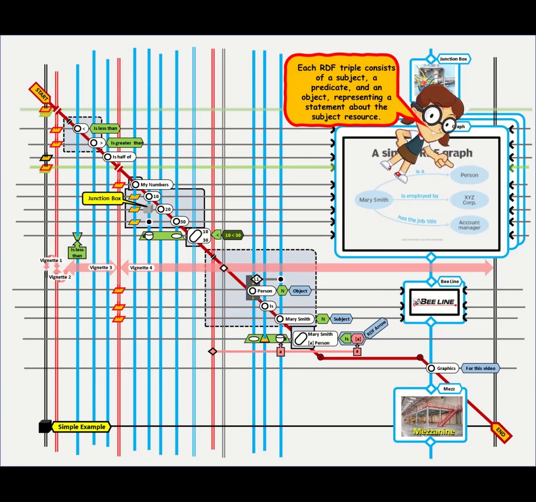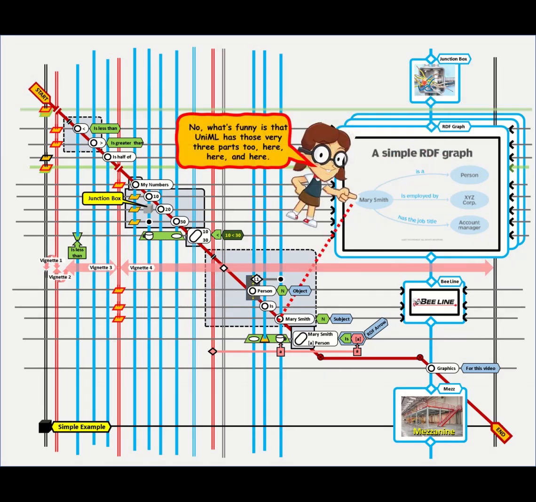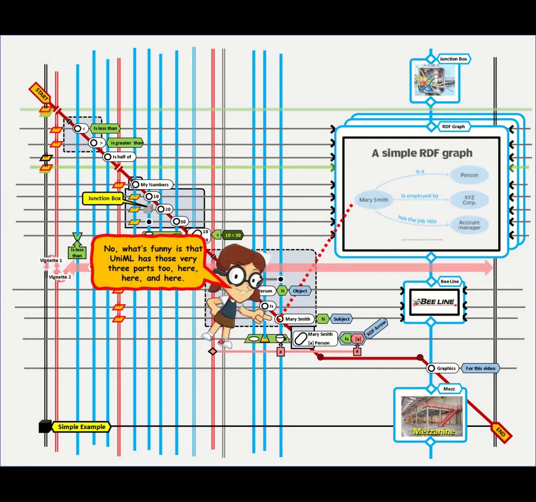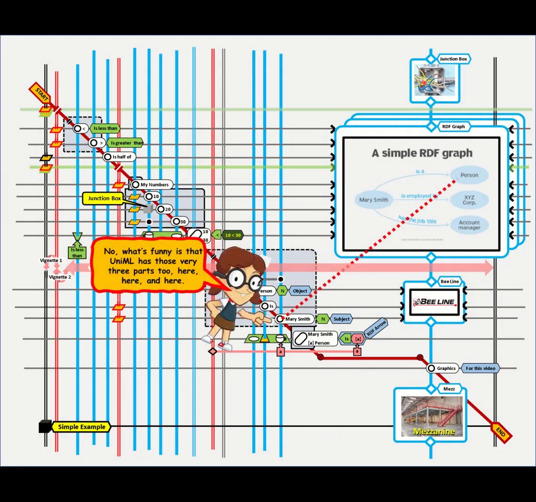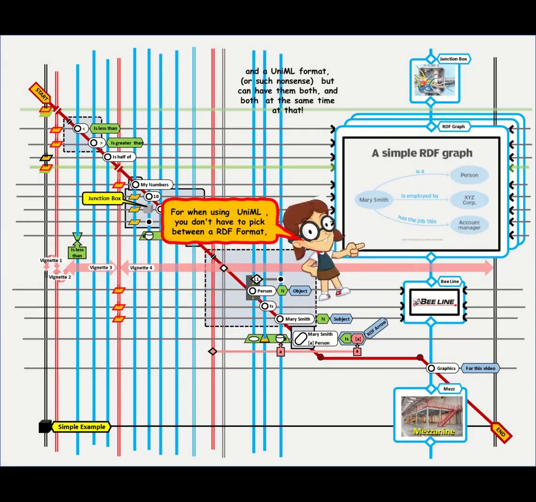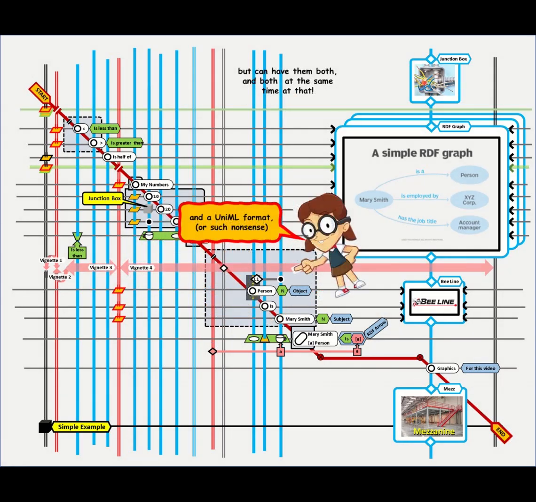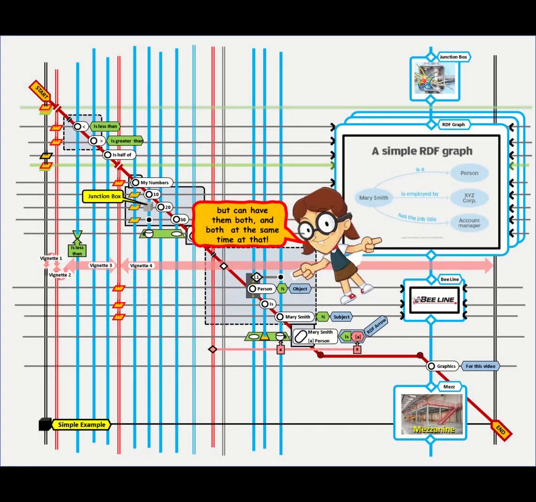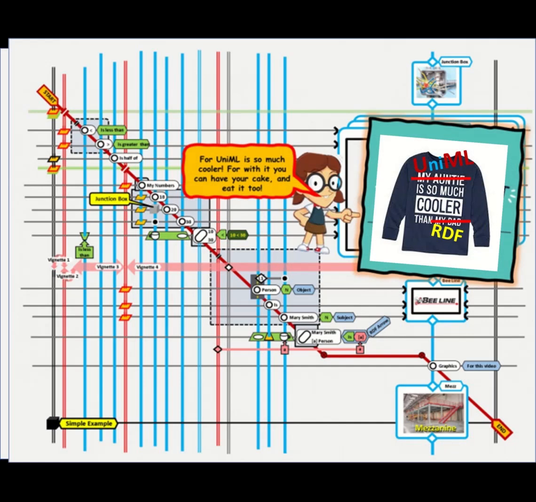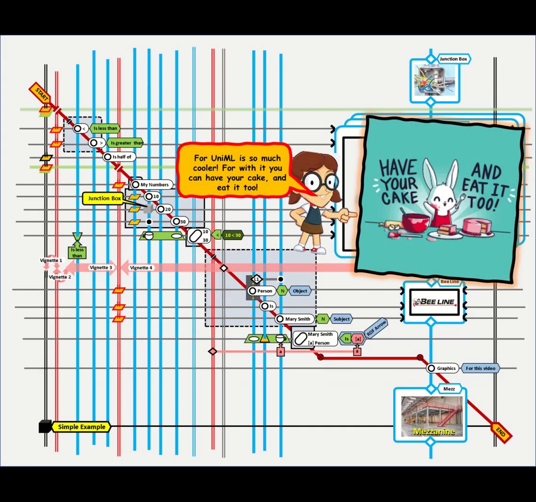And why did you laugh? Is that somehow funny, that they have those three parts? No, what's funny is that UniML has those very three parts too. Here, here, and here. I still don't get it, why that is so funny to you. For when using UniML, you don't have to pick between an RDF format and a UniML format, or such nonsense, but can have them both. And both at the same time at that, for UniML is so much cooler, for it allows you to have your cake and eat it too.